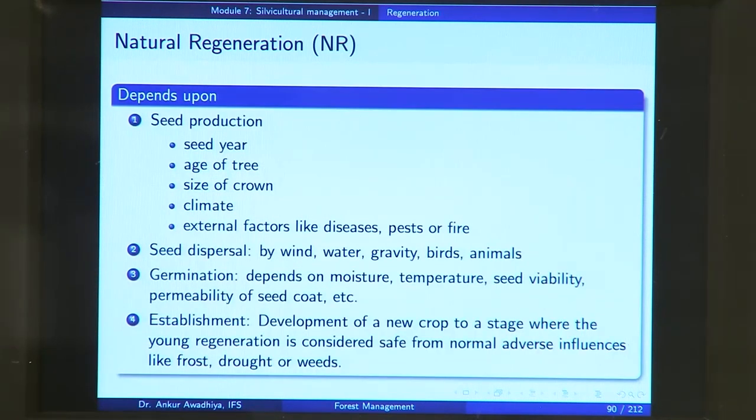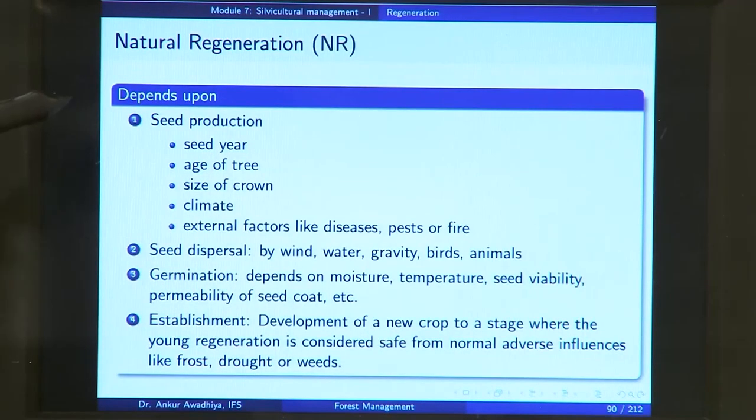Now, natural regeneration is dependent on a number of factors that are mostly out of our control. So, it depends on seed production. So, suppose you went for a natural regeneration and you created a site, you left out the seed trees, but then in that particular year these trees did not produce a number of seeds, or probably they did not produce viable seeds, which means that the seeds were formed, but those seeds were not capable of germinating. So, what will happen in that case is that because you do not have any control, your forest will not regenerate. So, it depends a lot on the seed production in that year, which depends on seed year, age of the tree, size of the crown, climate, external factors.